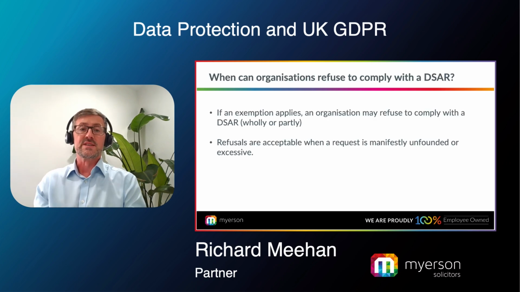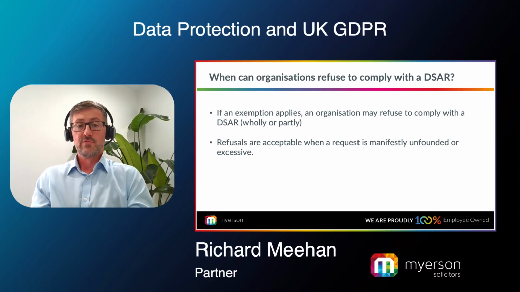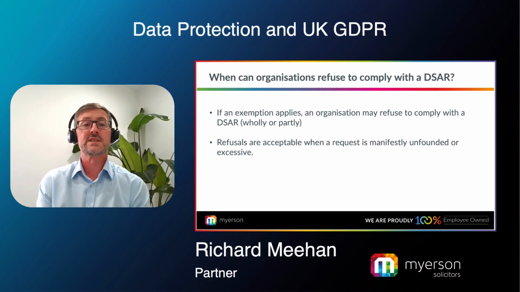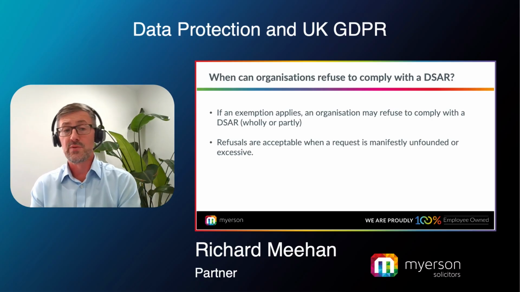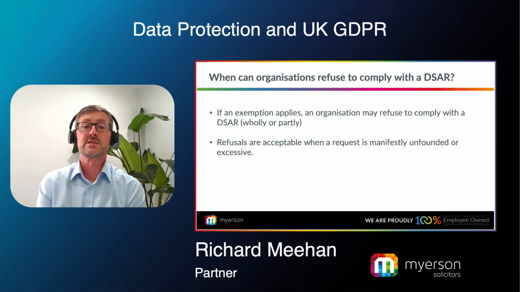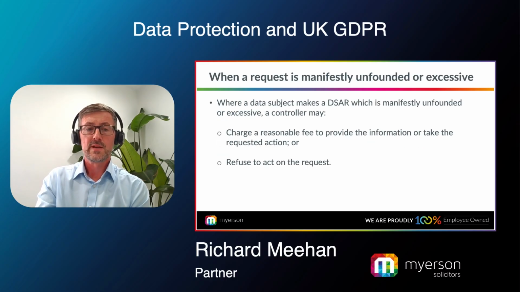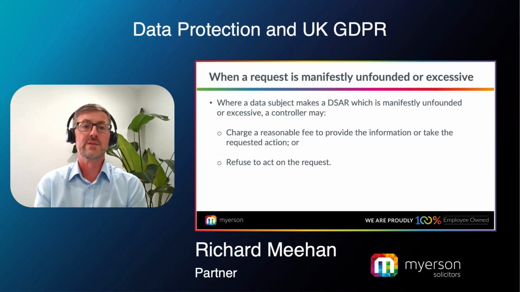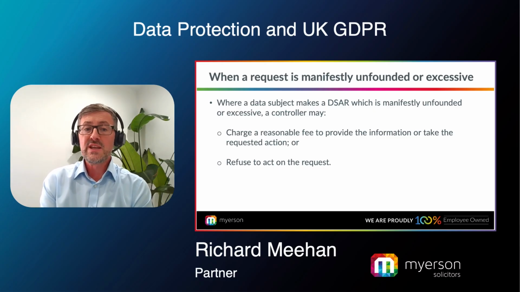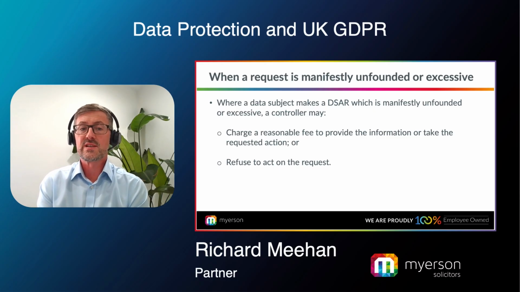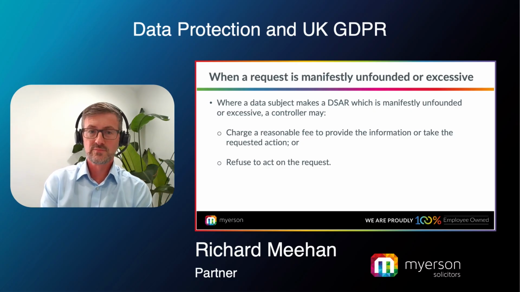So there are some circumstances where organizations can refuse to comply with the data subject access request. For example, these would include where a data subject makes a DSAR which is manifestly unfounded or excessive. So in these circumstances of a manifestly unfounded or excessive request, a controller is able to charge a reasonable fee to provide the information or to take the requested action, or can refuse to act on the request.